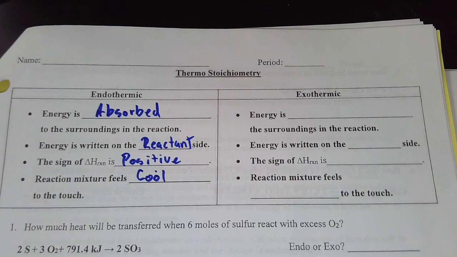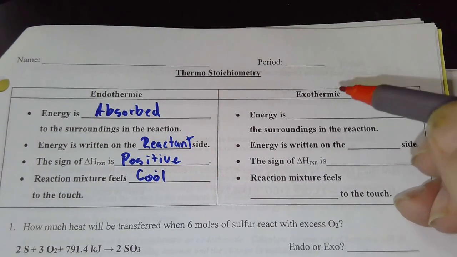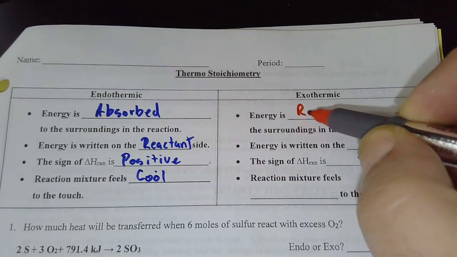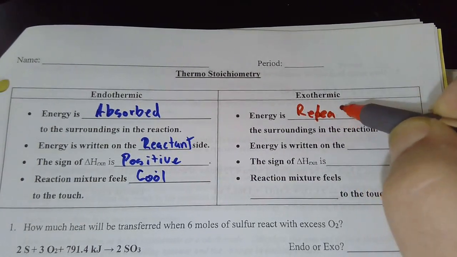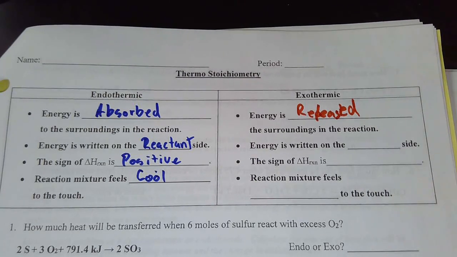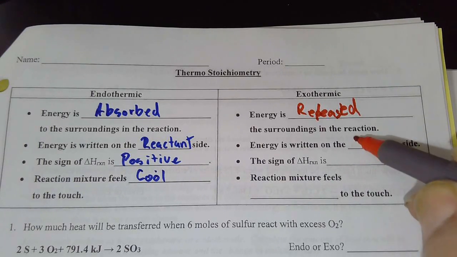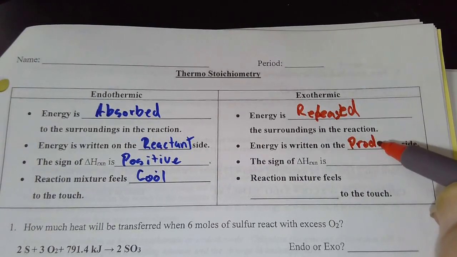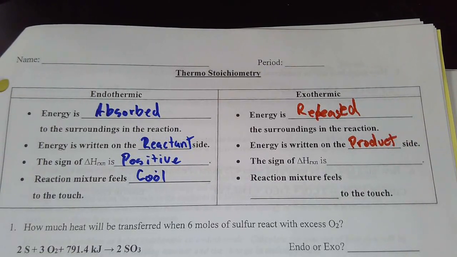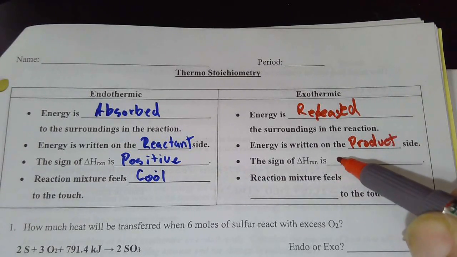An exothermic, on the other hand, energy is released. Energy is written on the product side. We're producing heat, so it's on the product side. The sign of the delta H of reaction: if I'm losing heat, I'm producing it, it's going to go out as a product. It's not going to be something that is used in the reaction. This energy is negative.